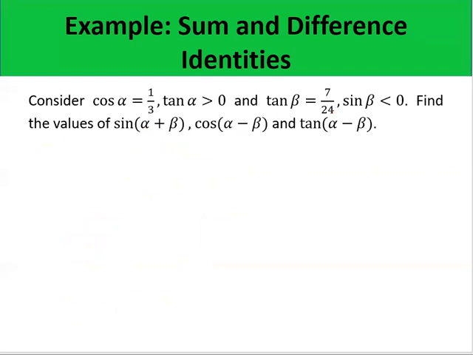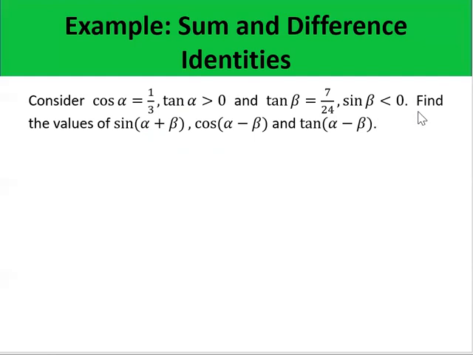Now for our final example, this time we have to look for the values of the trigonometric functions in which we are going to apply the sum and difference identity. For this particular problem, we consider cosine of alpha equal to positive 1/3, and tangent of alpha is said to be greater than 0. And tangent of beta is equal to positive 7 over 24, and sine of beta is less than 0, or negative.